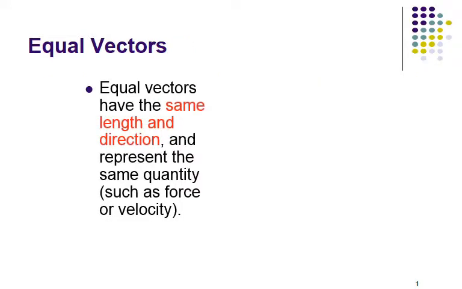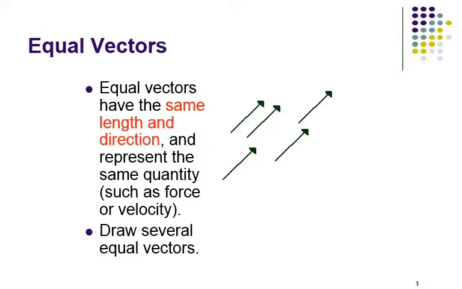Equal vectors have the same length and direction and can represent the same quantity. So what I want you to do is go ahead and draw a bunch of equal vectors, same length and same direction. For mine, I just drew vectors like this. These are all equivalent vectors, and you can move vectors from place to place, and it doesn't change what that vector represents. It's still the same length and same direction.